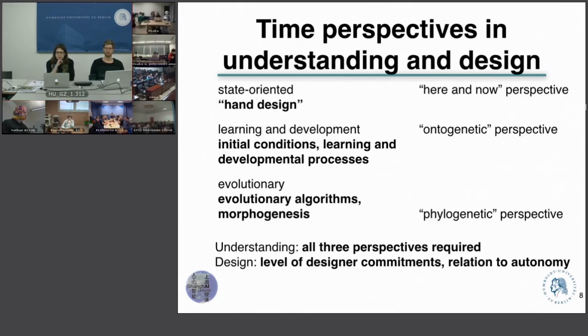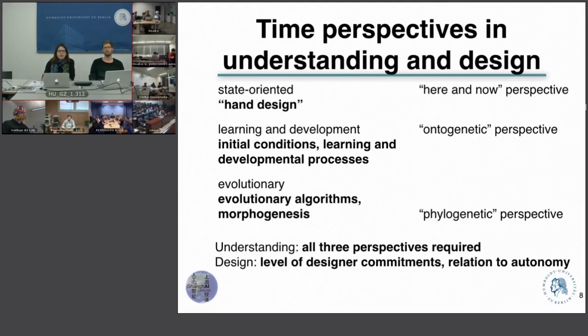They have different levels of designer commitments if you try to put that onto artificial systems. The here and now perspective is state-oriented, so basically you design everything by hand, and new things emerge from the interaction with the environment. Then in the ontogenetic perspective, you basically design the initial conditions and the learning and the developmental processes. So that's what you have to consider.